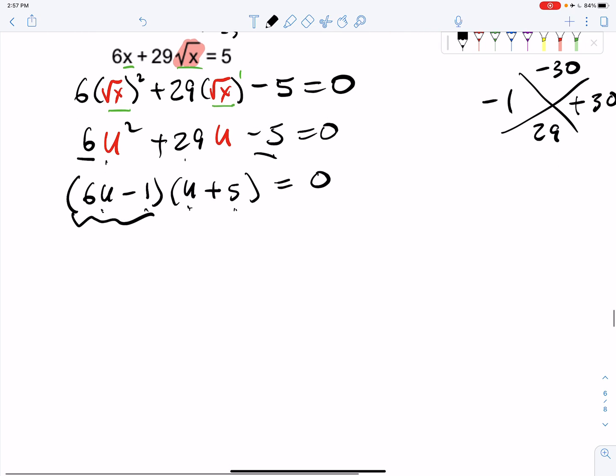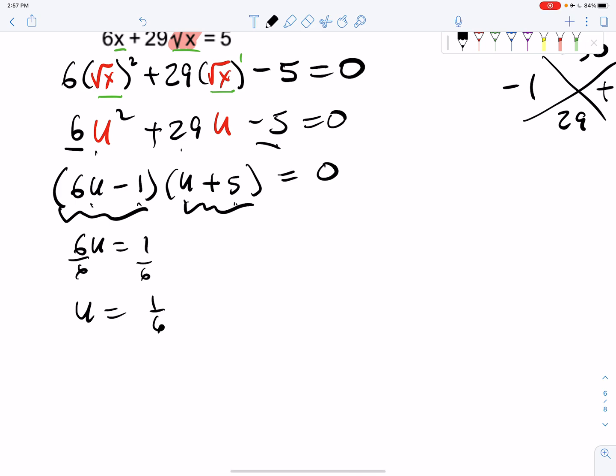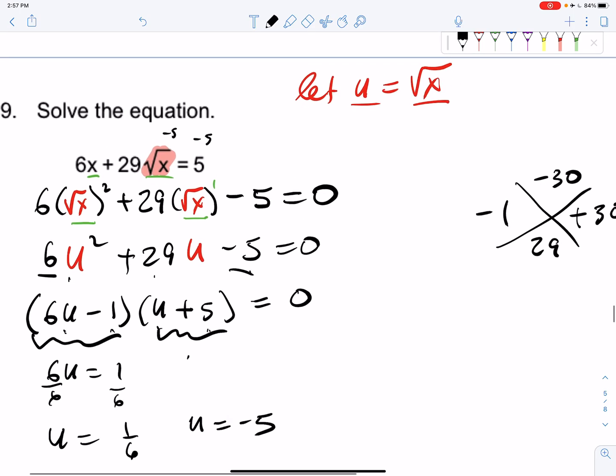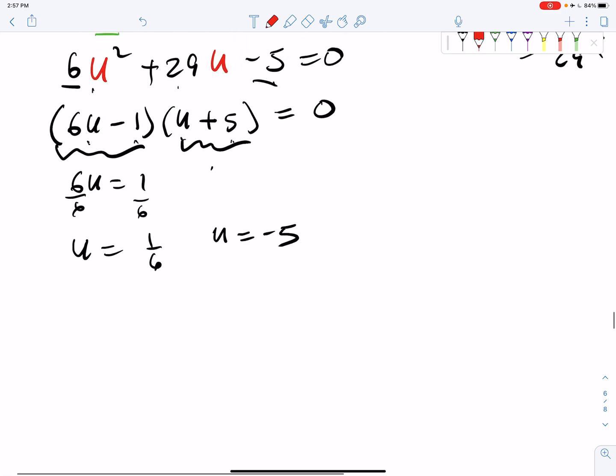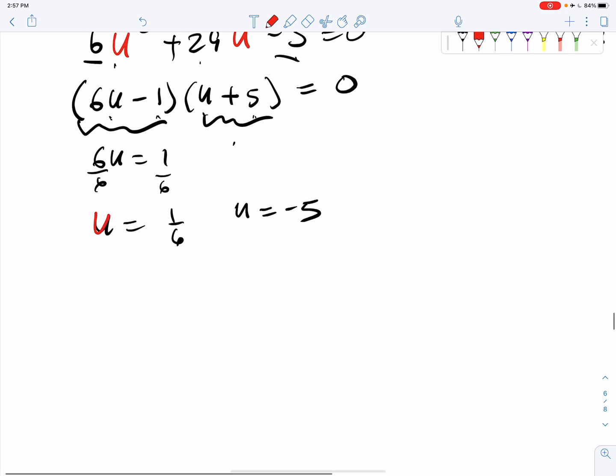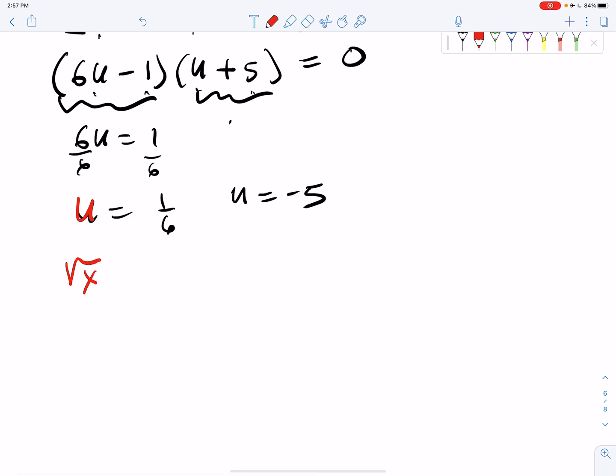Set each factor equal to 0. We got 6u equals 1. We divide by 6, and we get u equals 1/6. Set this factor equal to 0, and we get u equals -5. Now, I don't want to know what u is. I want to know what x is, and when I see a u, I replace it with the square root of x.